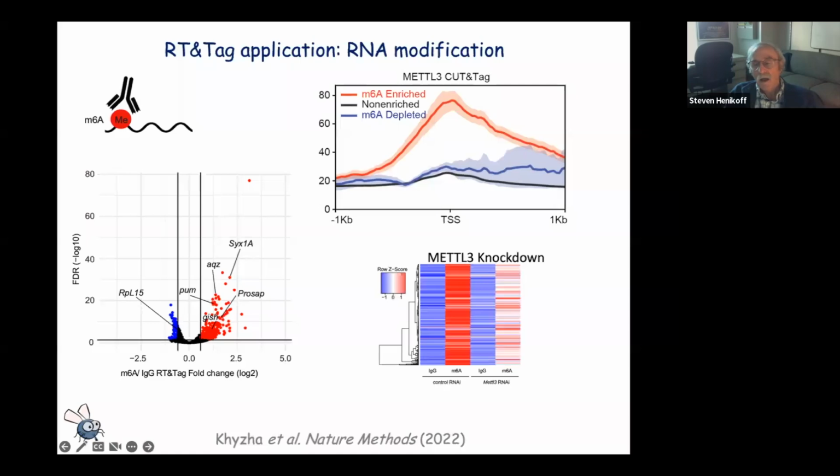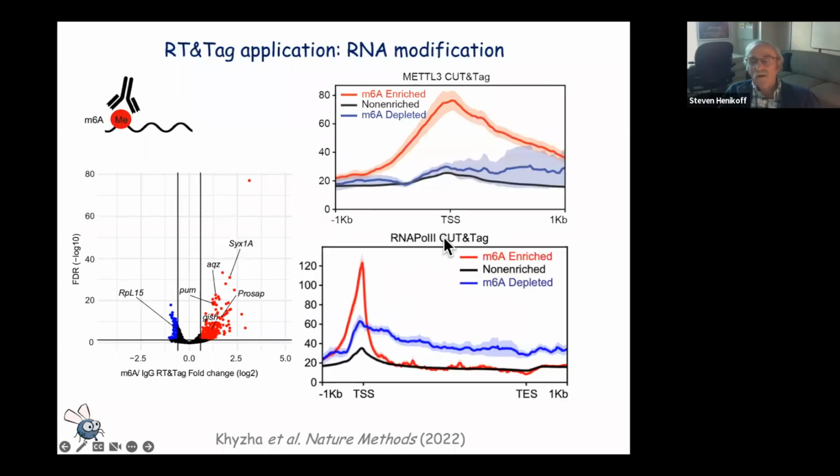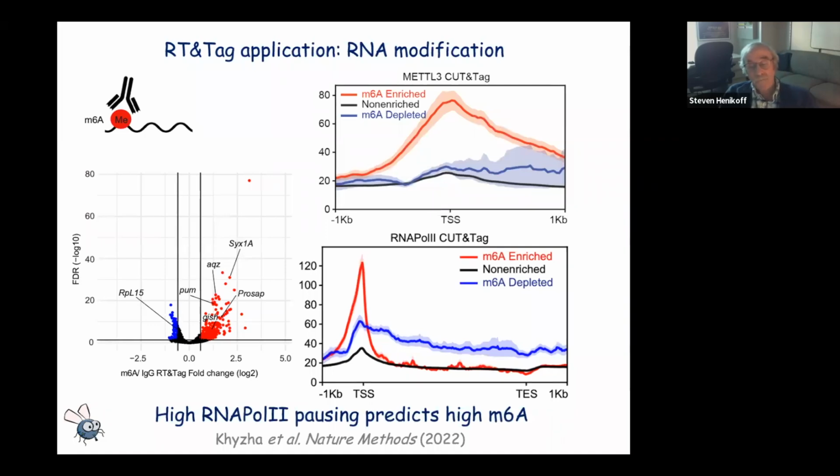And then the knockdown just shows that you lose the signal when you knock down METTL3. And we looked at RNA Pol II, and what we see is that with CUT&Tag, these enriched m6A sites are primarily located over the transcriptional start site. That's not what we see for the depleted or the non-enriched. So what this implies is that paused RNA Pol II, which is quite abundant here, as I've shown you, might be a landing pad for METTL3 in order to accomplish this. So it brings together the three parts of my story here, that high Pol II pausing predicts high m6A. We don't know any mechanistic consequences of this, but I think it's a place to start.